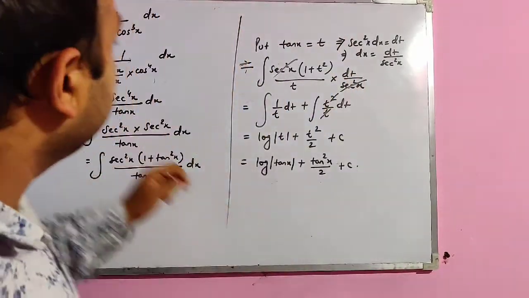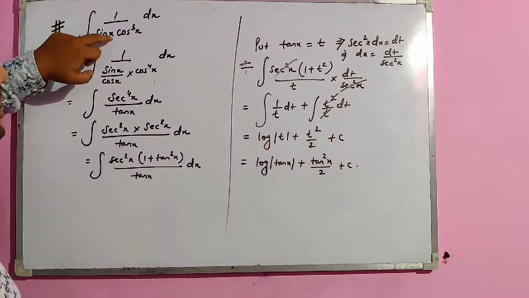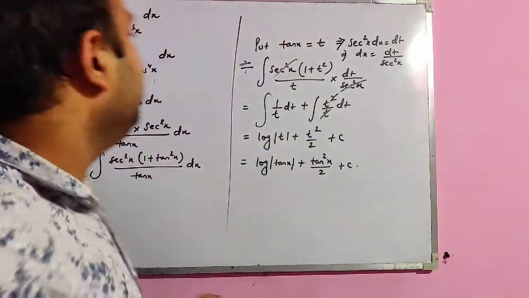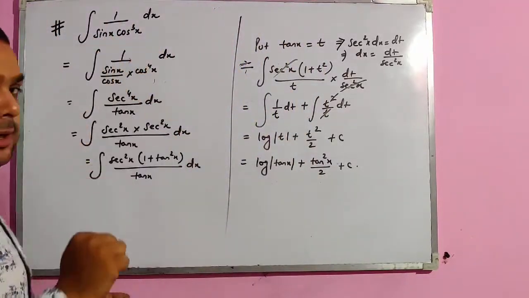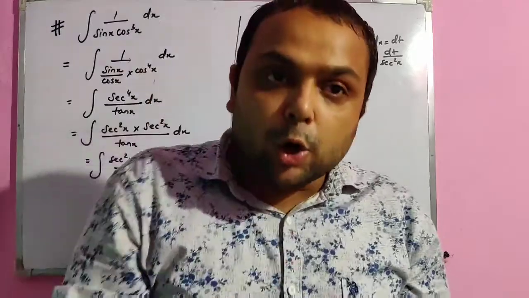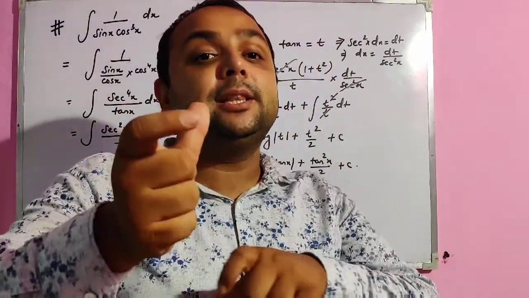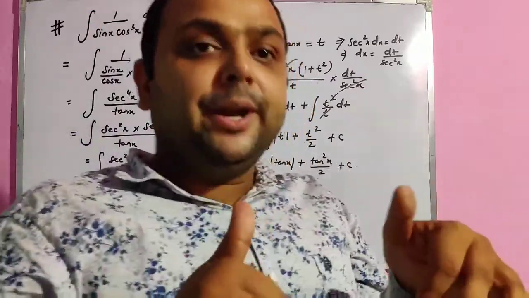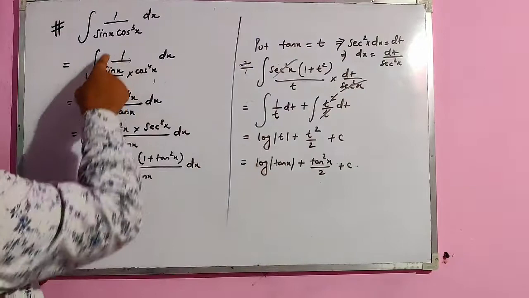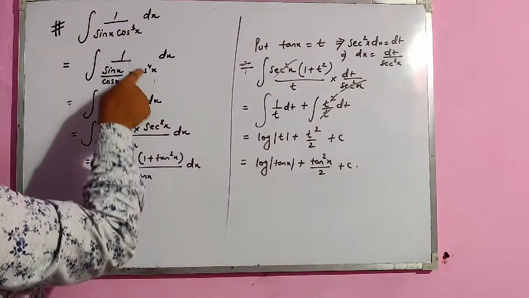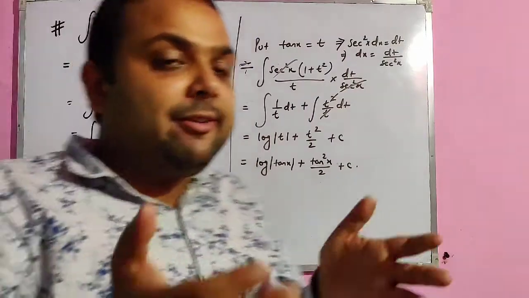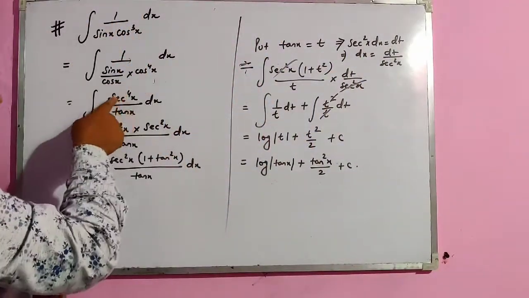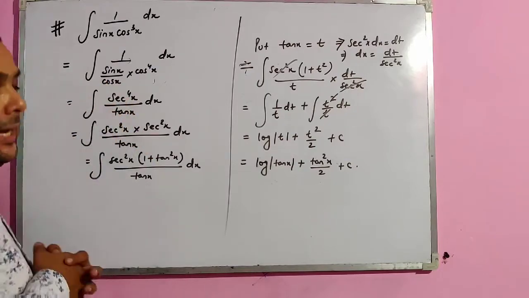The question is the integration of 1 upon sin x cos cube x. Now to make it simple, what I did is divide and multiply the denominator by cos x. So what I get is sin x divided by cos x, and this will become cos to the power 4 x, because I have divided and multiplied. Now this cos 4x will go to the numerator and becomes sec 4x, and this becomes tan x.